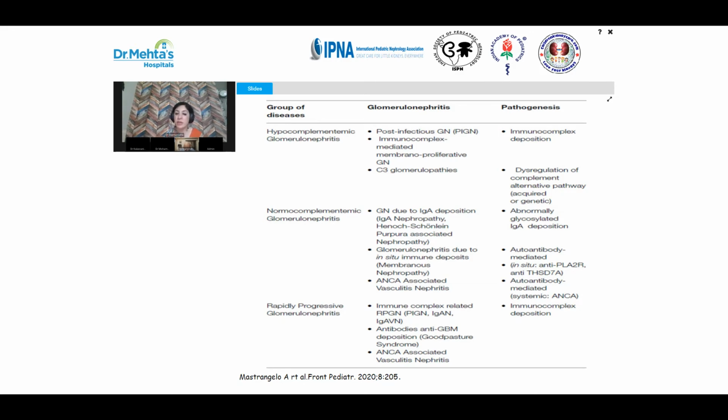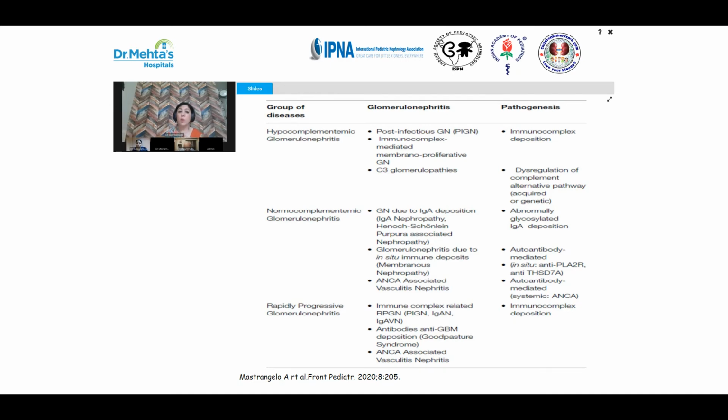In IgA nephritis, it will be abnormally glycosylated IgA deposition. In membranous nephropathy, it can be autoantibodies, which can be seen in the serum and on biopsy. And in ANCA-associated vasculitis, we can do the ANCA levels, the P-ANCA and the C-ANCA.